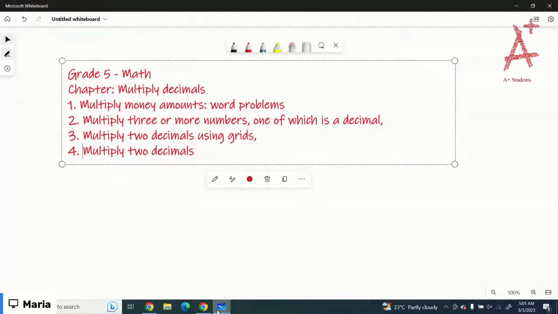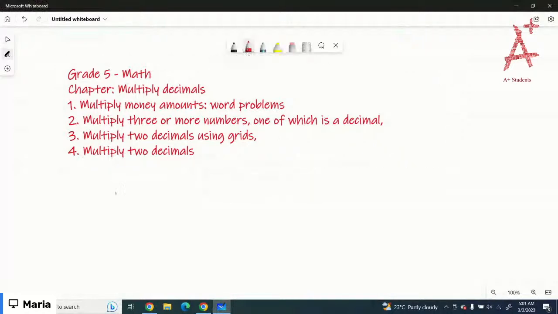So we're going to start with grade 5 maths. You can find all the lessons on aplusstudents.com. You have to log in there using your email address and the password provided by the administrator. Then you have to select math from the subject tab. Scroll down to grade 5 and then click on view all lessons.